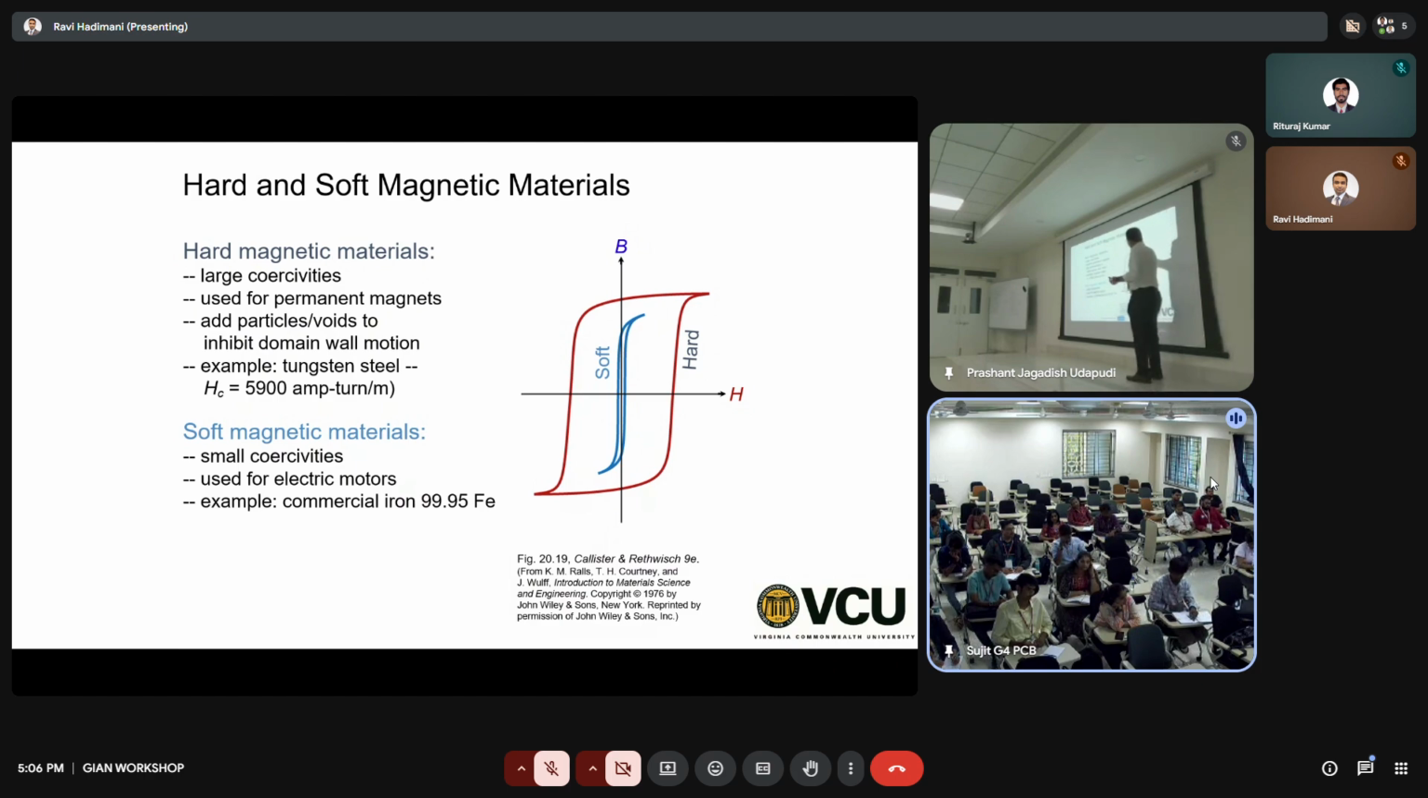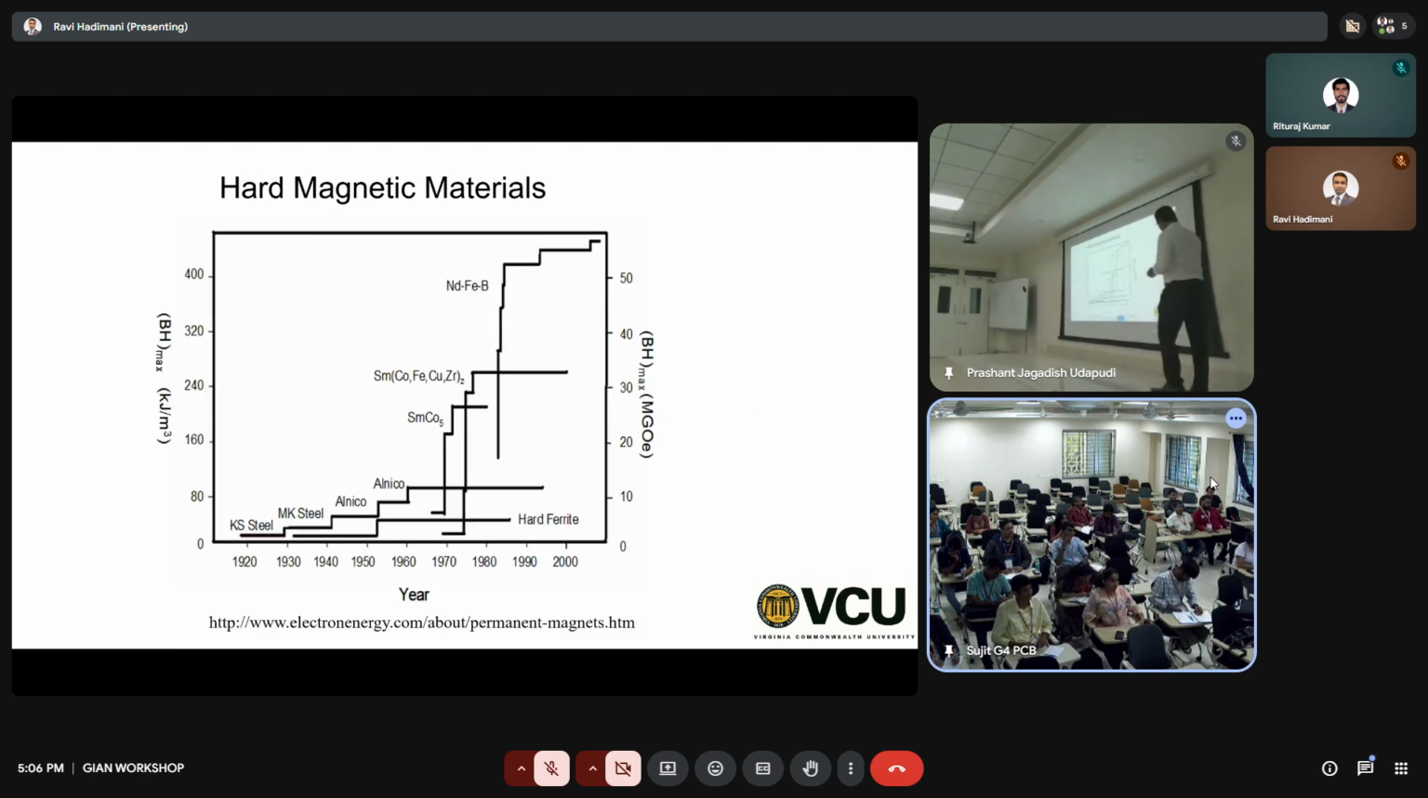And the higher the energy product, the higher the remanence and the higher the coercivity, the stronger the magnet. So that means you have better permanent magnets. So they are measured in terms of energy product. It's the product of coercivity and remanence, and it's measured in mega-Gauss-Oersted, or kilojoule per meter cube in SI units.